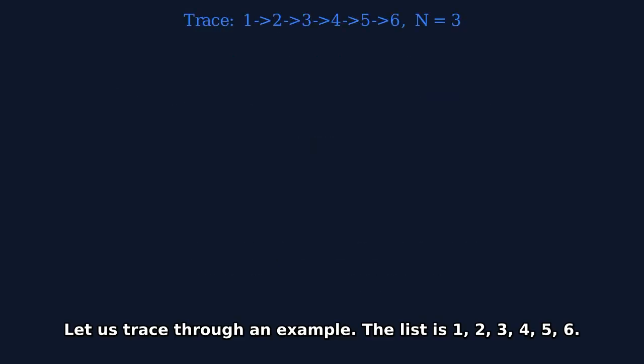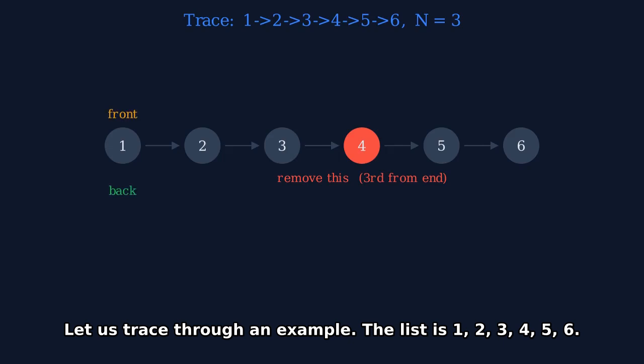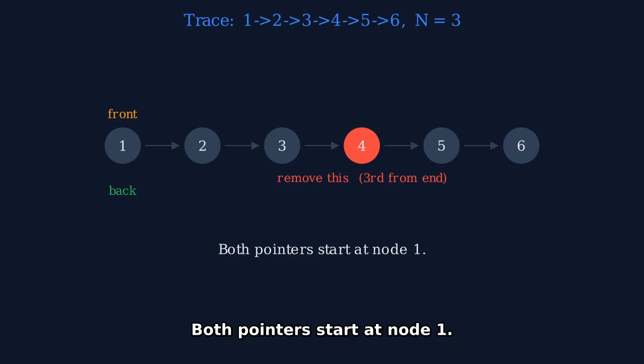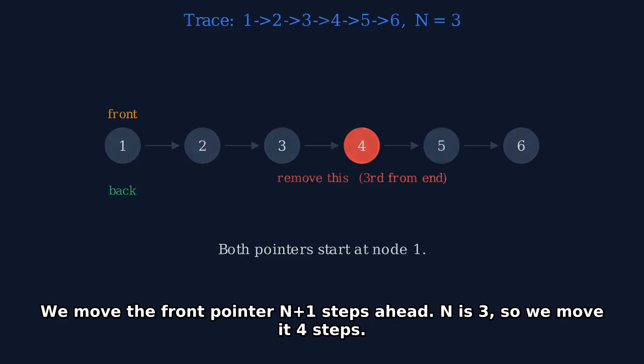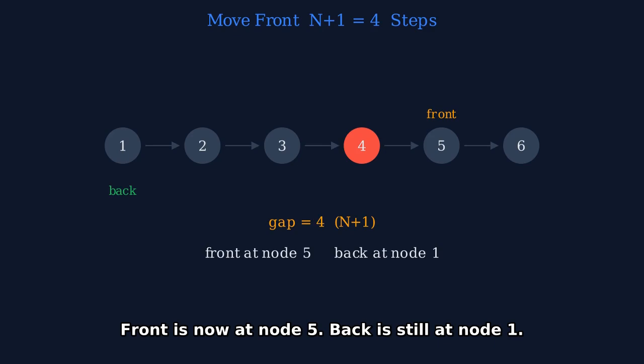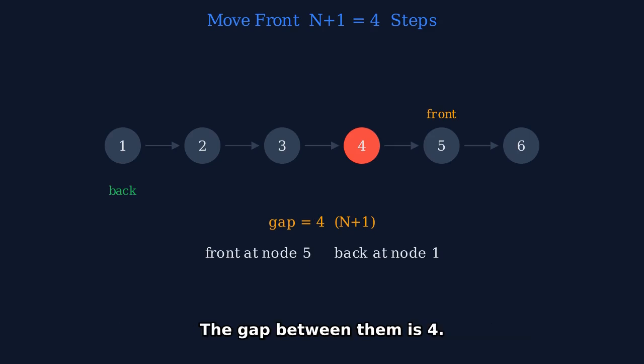Let us trace through an example. The list is 1, 2, 3, 4, 5, 6. We want to remove the third node from the end, which is node 4. Both pointers start at node 1. We move the front pointer n+1 steps ahead. N is 3, so we move it 4 steps. Front is now at node 5. Back is still at node 1. The gap between them is 4.